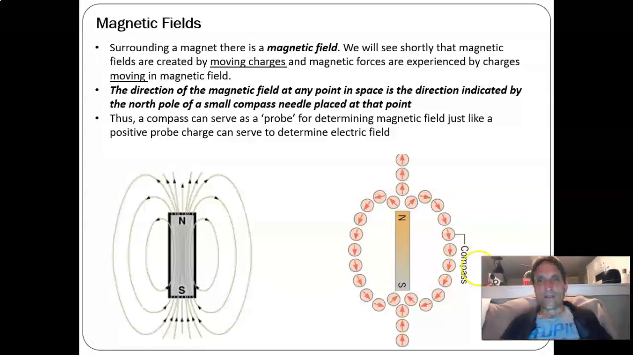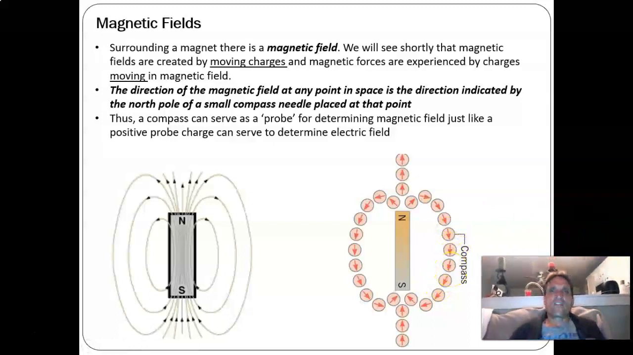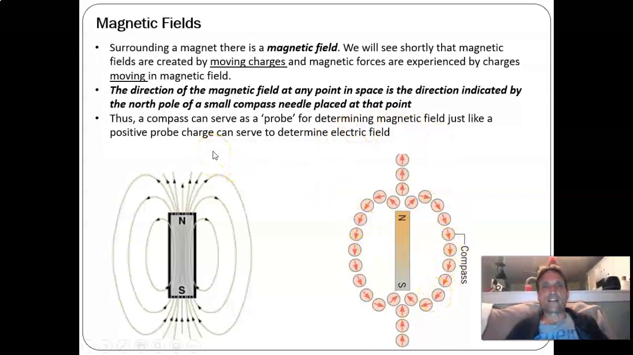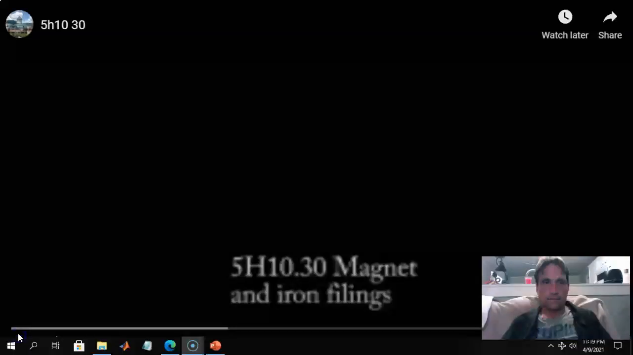We can just point at everywhere you can put the compass, in whichever direction it points is the direction of the field. And so a compass can serve as a probe for determining the magnetic field direction, just like a positive probe charge back in chapter 23 was used to determine the electric field direction at any point. So let's stop here and let's do a video.